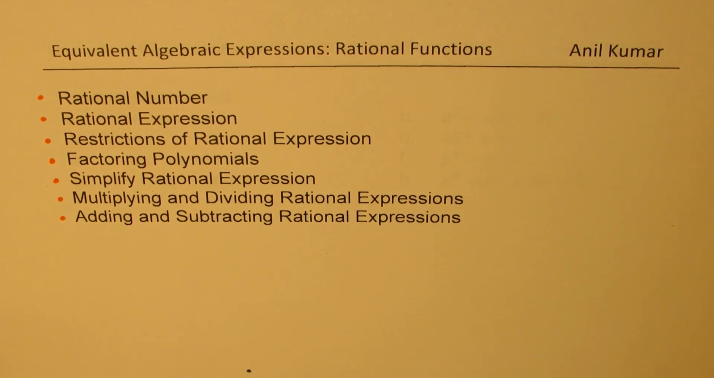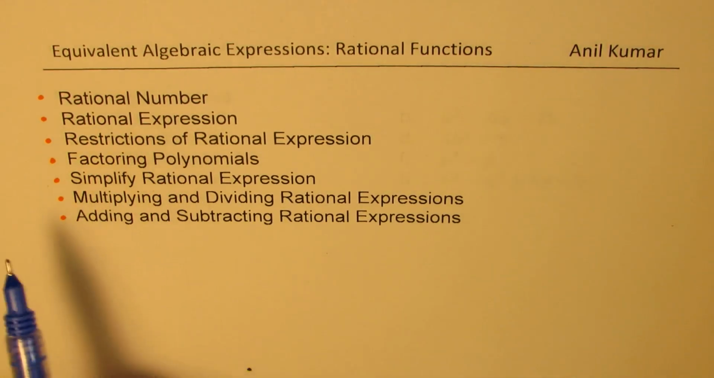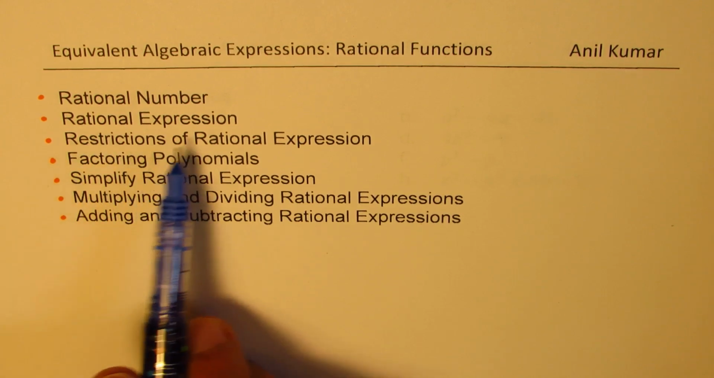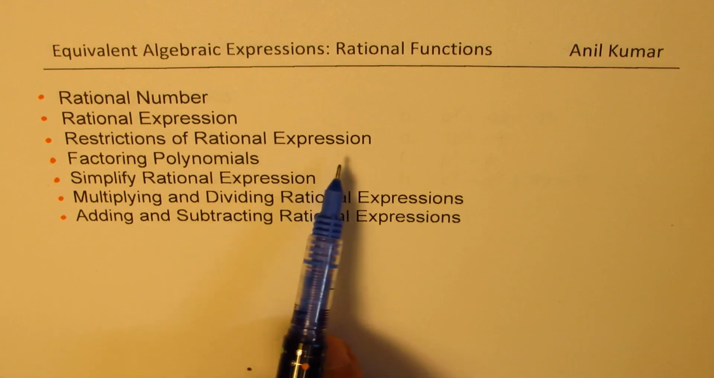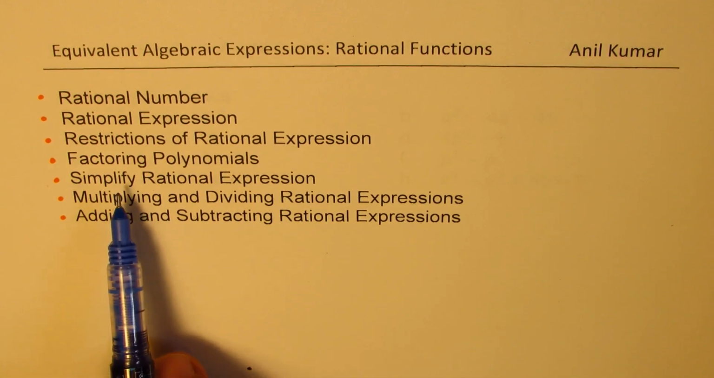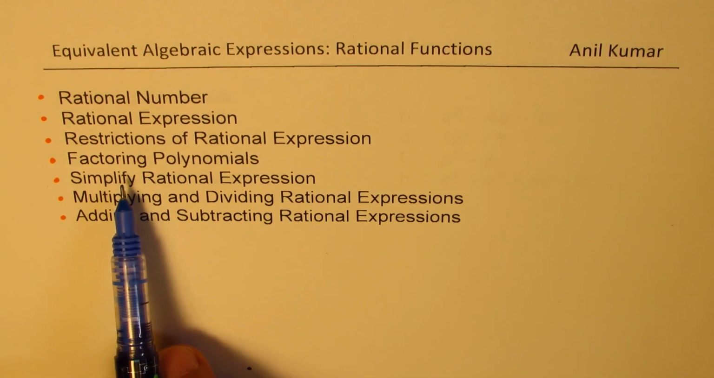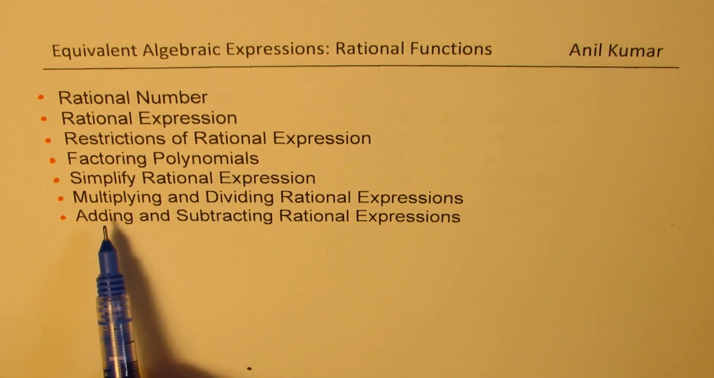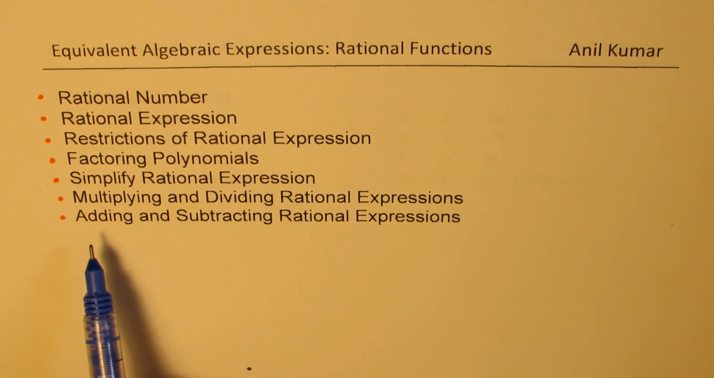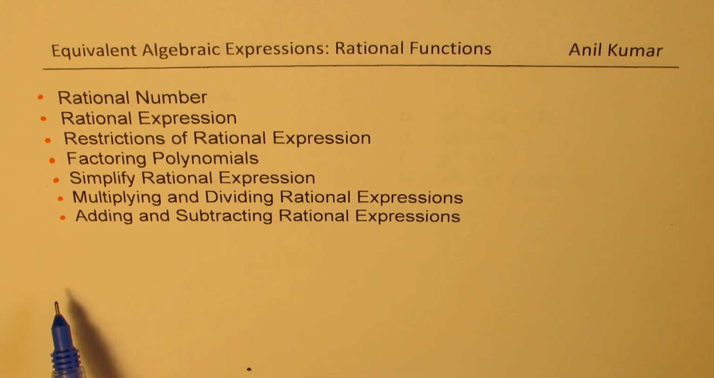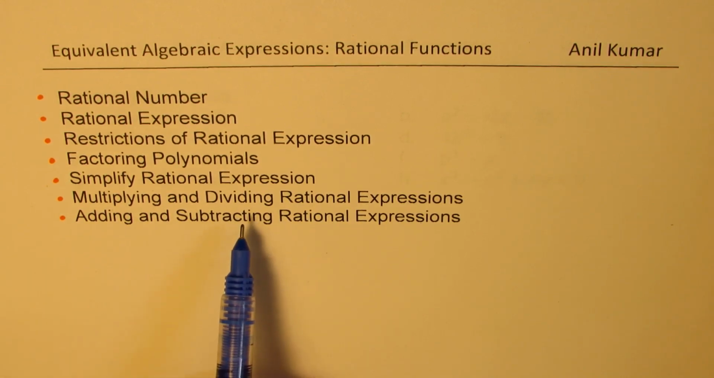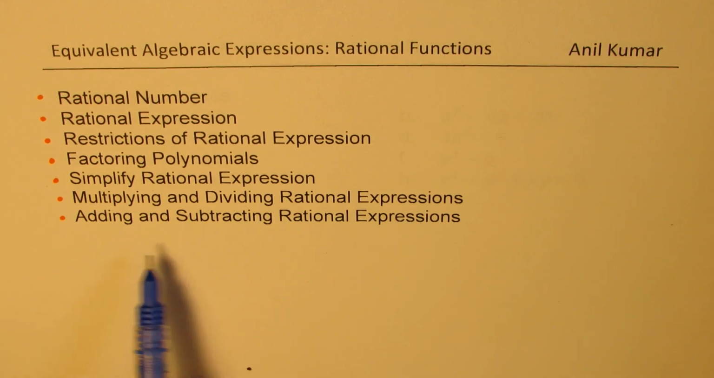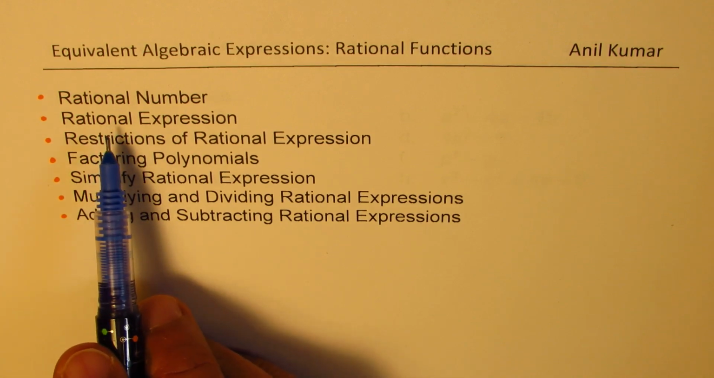We'll begin with understanding of rational numbers, then move on to rational expressions, talk about restrictions of rational expressions, review a few basic concepts of factoring polynomials, then we'll simplify rational expressions, stating their restrictions, and then we will see how we multiply and divide rational expressions and how we add and subtract rational expressions. So let's begin with rational numbers.